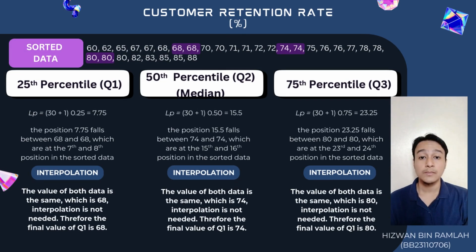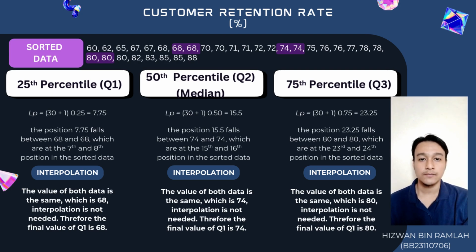Next, I will talk about the customer retention rate. For the 25th percentile, or Q1, the calculation is 30 plus 1 multiplied by 25 divided by 100, so it equals 7.75. Since both data points are the same, which is 68, interpolation is not needed. Therefore, the final value of Q1 is 68.